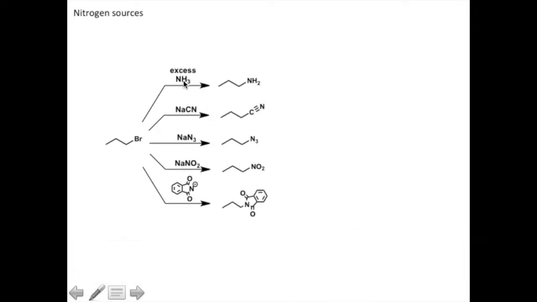See how nitrogen, the lone pair, replaces the bromide, loses a proton to become neutral amine. Cyanide replaces the bromide, you make a nitrile. Azide replaces the bromide, you make this propyl azide. Nitrite replaces the bromide, you make a nitro derivative. And then this phthalimide, you make this phthalimide derivative.